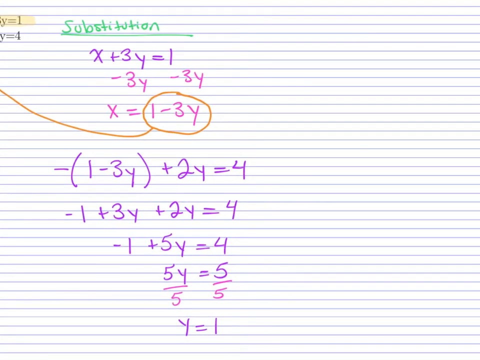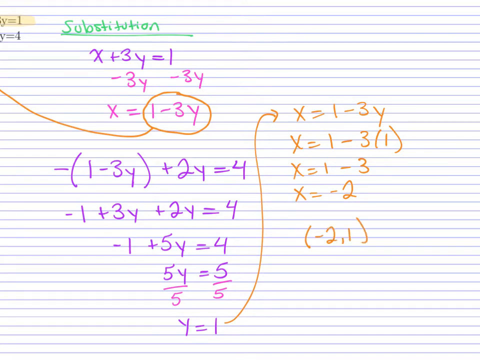So I'm going to take the 1 and plug it into x equals 1 minus 3y. So x equals 1 minus 3, since y is 1. So 1 minus 3 is negative 2. If I graph these two lines, they would cross at the point negative 2, 1. And that is your solution for that system.